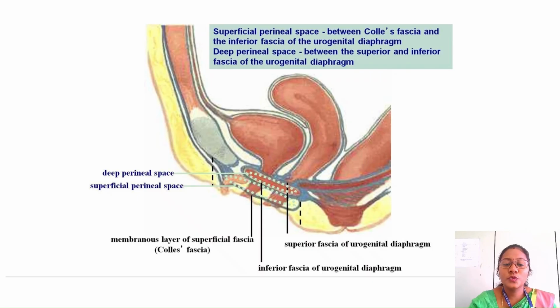So this is the superficial perineal space and then the deep perineal space. See the green dotted line. The uppermost part is the deep perineal space, and the one present in the superficial region is the superficial perineal space.